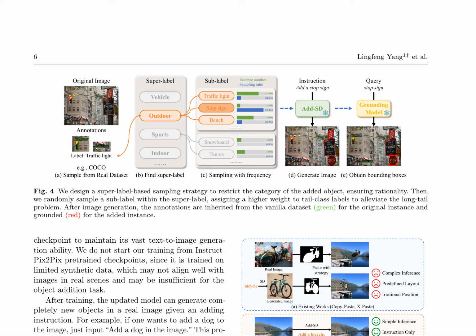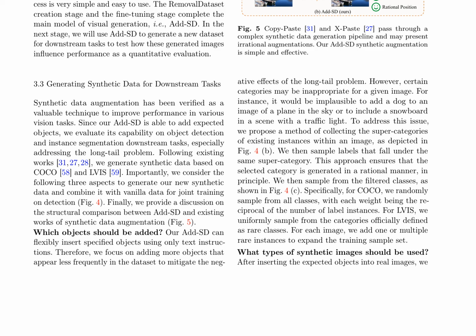The AdSD model is compared to existing works on synthetic data augmentation, such as copy-paste and XPaste. The results show that AdSD is a simple and effective approach that can generate high-quality synthetic data without requiring complex pipelines or predefined layouts. The model's ability to generate rational and contextually relevant synthetic data makes it a valuable tool for improving performance on downstream tasks. The proposed approach can be used to augment existing datasets and improve the robustness of computer vision models.